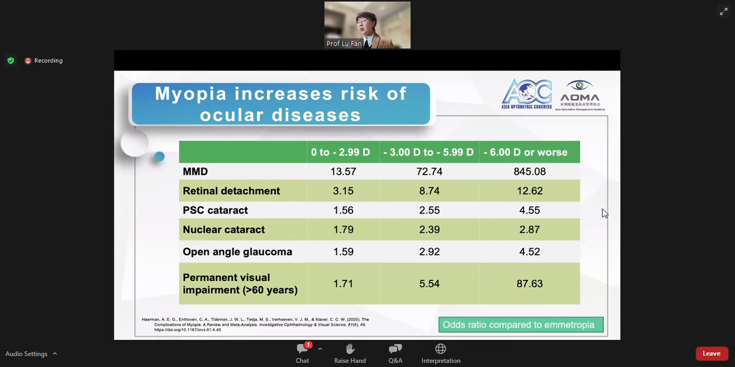Here we put together other risks of ocular disease. The MMD, the myopia-induced risk, is much higher. So see the first line of the MMD. In each column of different myopia level, the risk of MMD is much, much higher compared to other ocular diseases.